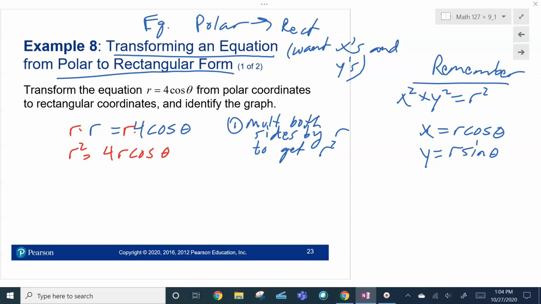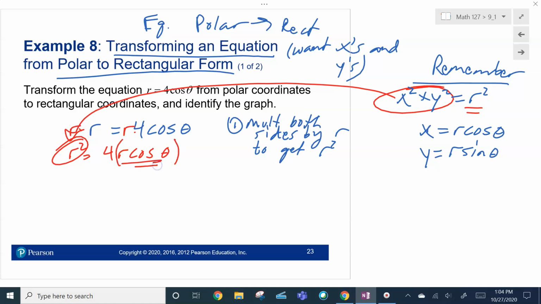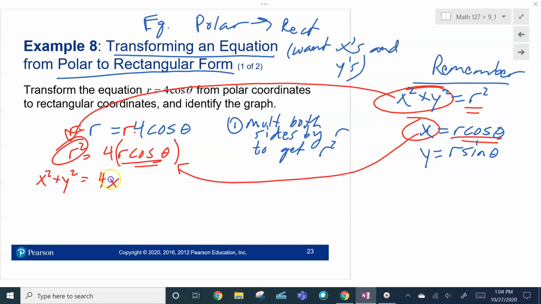And then by substitution, remember r squared is x squared plus y squared, so I'm going to make that substitution. And then look right here, we have r cosine theta. What's r cosine theta? Well, that's our x. So I'm going to make that substitution right there. So we got x squared plus y squared equals 4 times r cosine theta, which is x. Okay? So that's our first step.